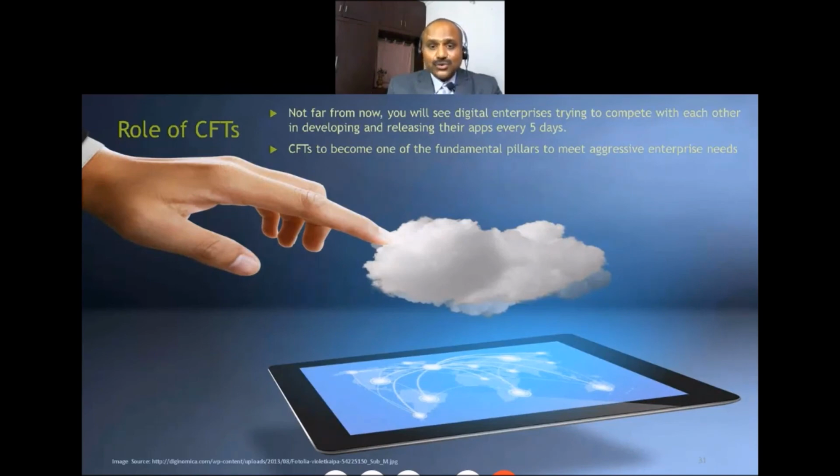For us to reach that state, cross-functional team formation and being part of a cross-functional team, or becoming a cross-functional team, is an inevitable target. Otherwise, we will not be relevant to future needs.